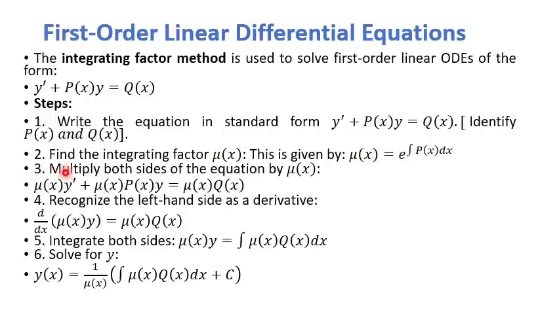The next step would be then to multiply both sides of the equation by mu of x, which is the integrating factor. Now, taking the form of the equation as y prime plus p of x, y equals q of x, and multiplying the integrating factor with each of the elements will give us something like this.